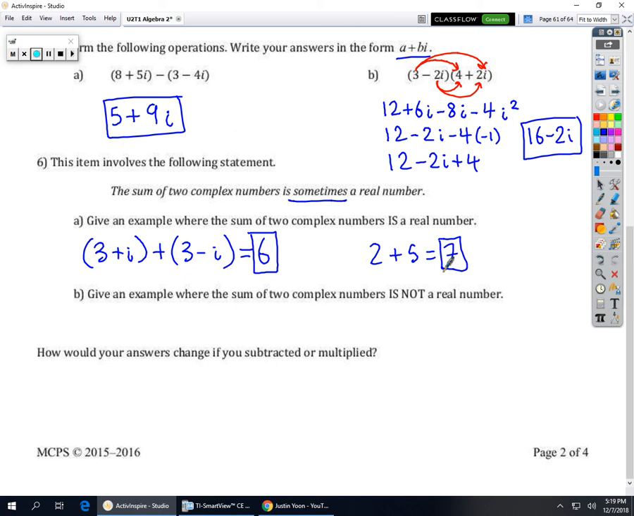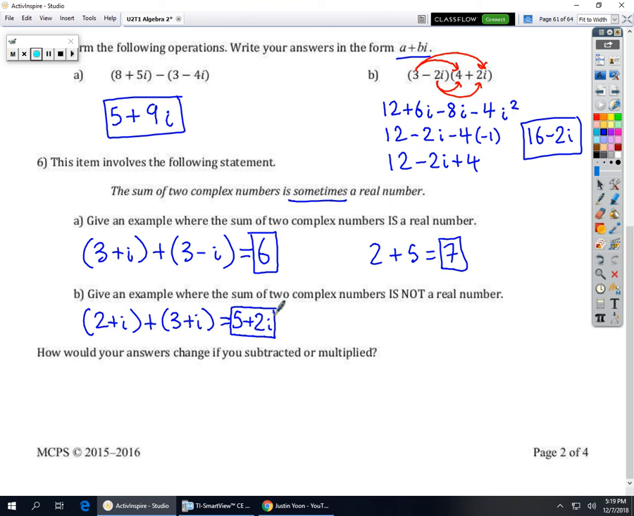For B, it asks for an example where the sum of two complex numbers is not a real number. Okay, why don't we do 2 plus i plus 3 plus i. Why not? Well, what's 2 plus 3? 2 plus 3 is 5. i plus i is 2i. So here's an example. You ended up with a really ugly complex number.